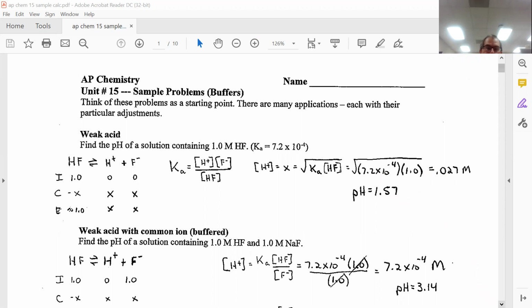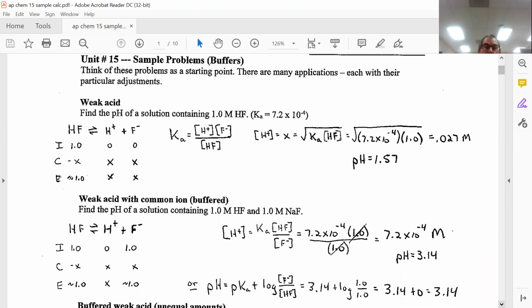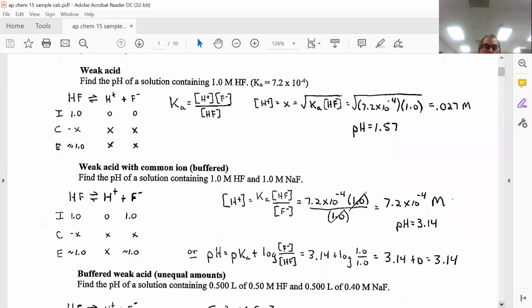Right, now what happens if I add a common ion? We've talked about this common ion effect. And instead of just 1 molar HF, I also have 1 molar of, let's say, sodium fluoride. The F minus is going to use up some of the H plus and shift the equilibrium left, or products are going to combine to form reactants. This would cause H plus to decrease, making the pH increase. And notice it is 3.14 compared to the 1.57.